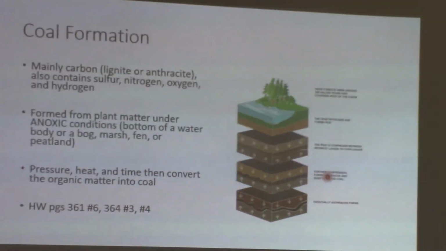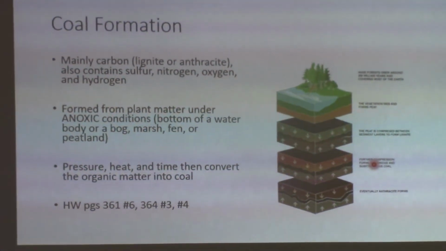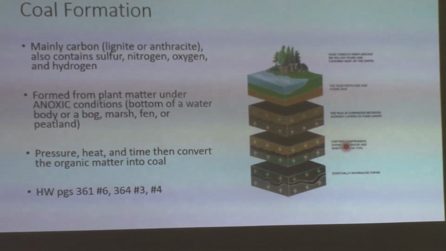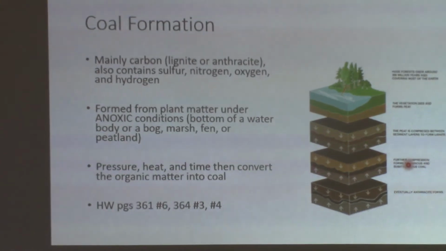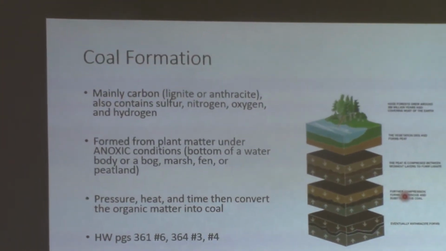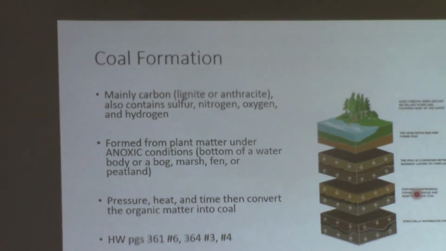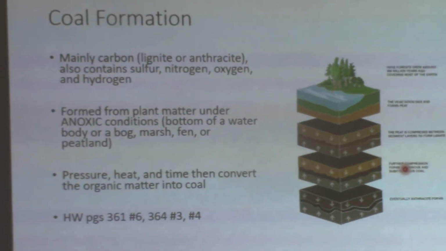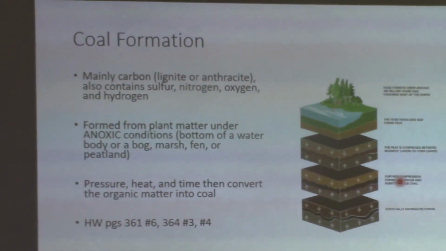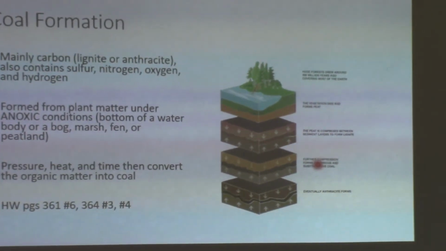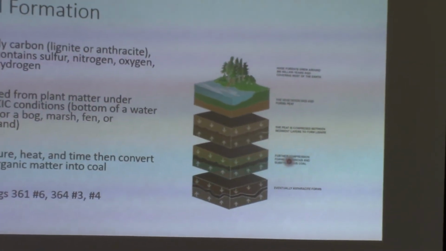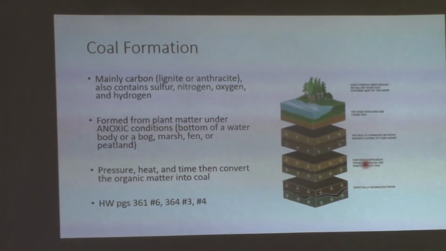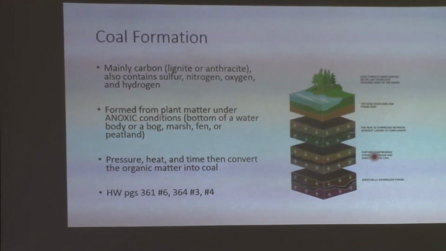The last big hydrocarbon that we have is coal. You can see the homework, page 361, number 6, page 364, number 3 and 4. Coal comes from terrestrial resources. All right? So coal generally comes from swamps and bogs, marshes and fens. Most of our coal came from the Carboniferous period of geological time. Okay? So it's mainly carbon. You have two types, lignite or anthracite. Anthracite is a bit denser than lignite. Coal will have sulfur, nitrogen, oxygen, and hydrogen, so it'll have a lot of the same impurities that natural gas does.